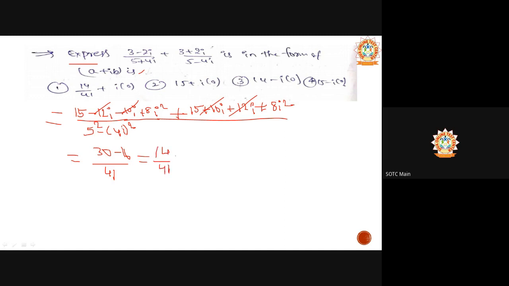So is there any imaginary part here? No. That's why we are writing it as plus i of 0. Which option is correct, ma? Option 1 is correct. So here this resulting complex number is a real number. Clear?